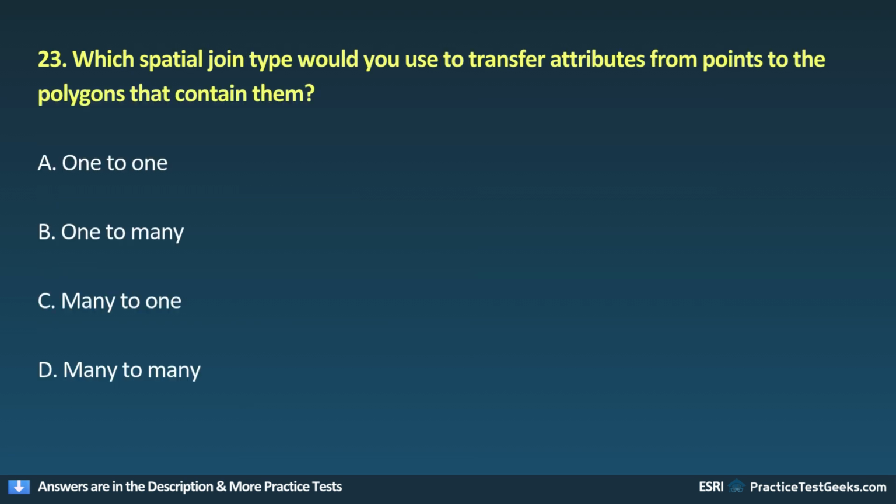23. Which spatial join type would you use to transfer attributes from points to the polygons that contain them? A. One-to-one. B. One-to-many. C. Many-to-one. D. Many-to-many.